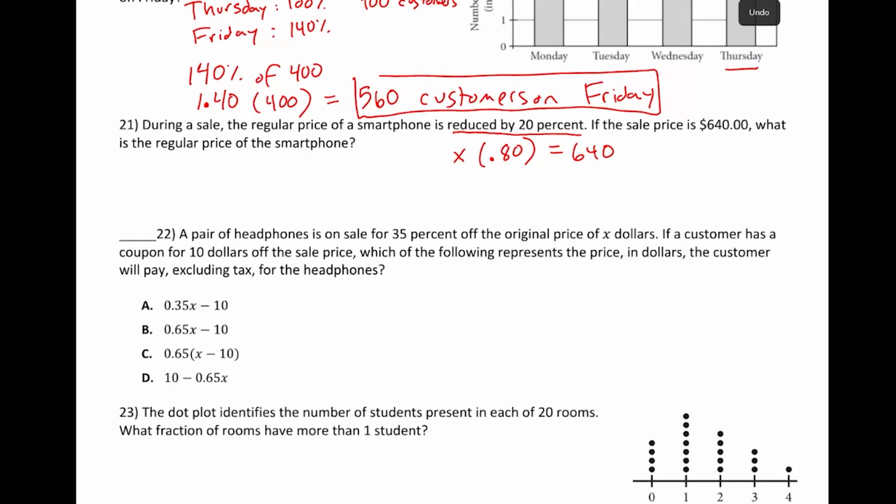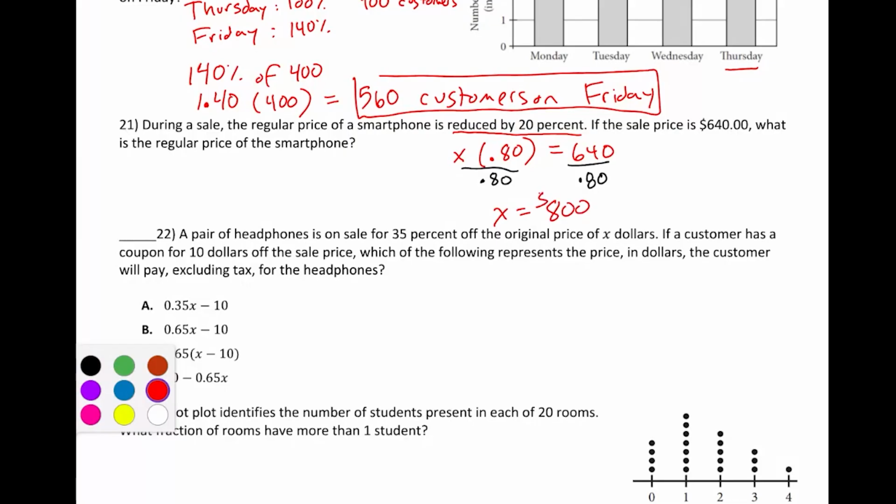So now to kind of work backwards to get that X, to get that original price, we're going to divide both sides by 80%. And that should pretty much give us our answer here. 640 divided by 0.8 is 800. You can also just check this, this will be multiple choice on the test. So you could just check all the answer choices and find out which answer choice, 80% of which, is 640. And you should be able to get it that way also.